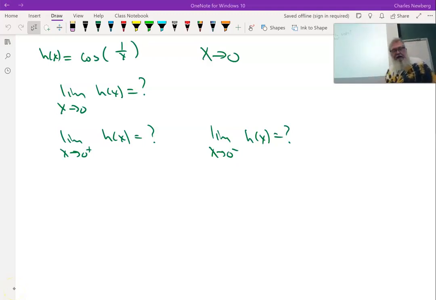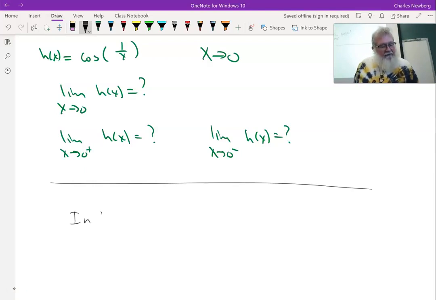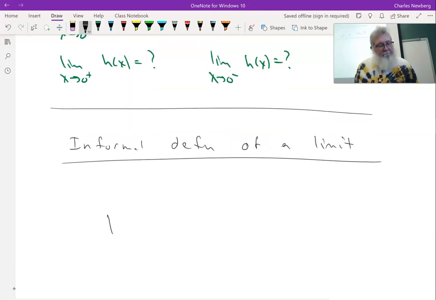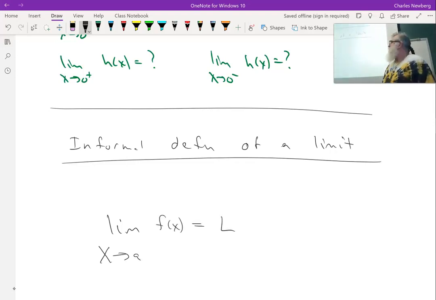All right, so let's go back and review where we're at from last time. Last time we had an informal definition of a limit. We were looking at the limit as x approaches a of f of x equaling L. And we had to decide, when does this limit exist and when does this limit not exist? So let's recall a few things.